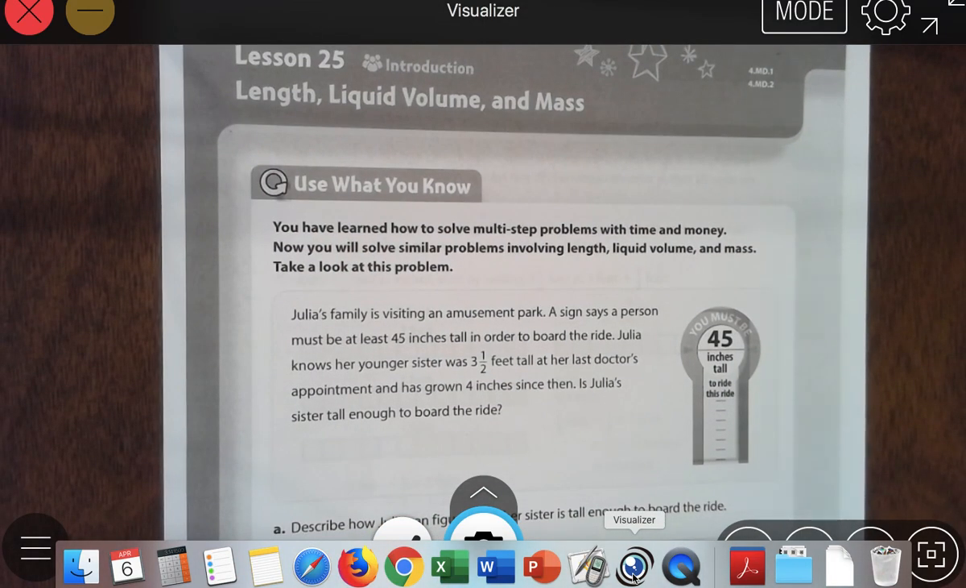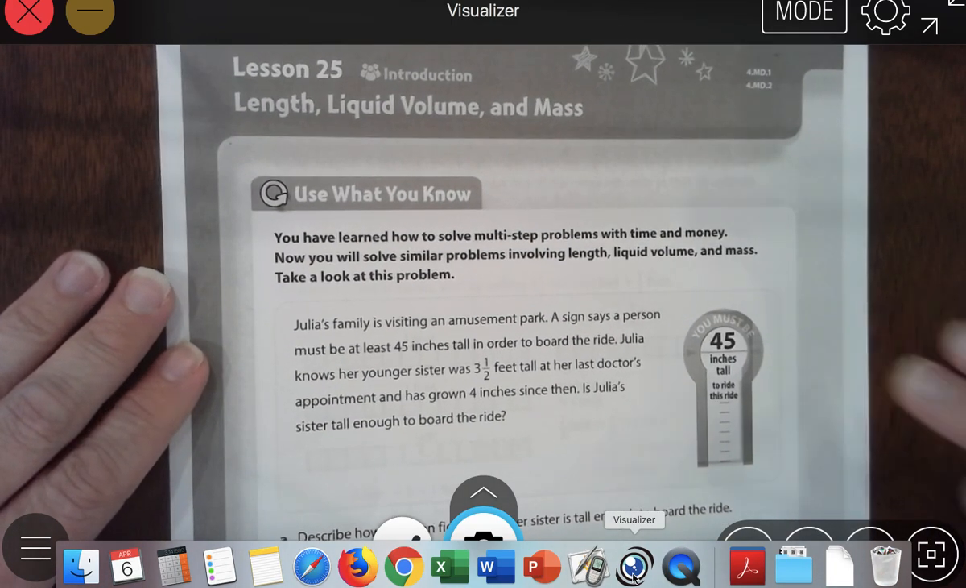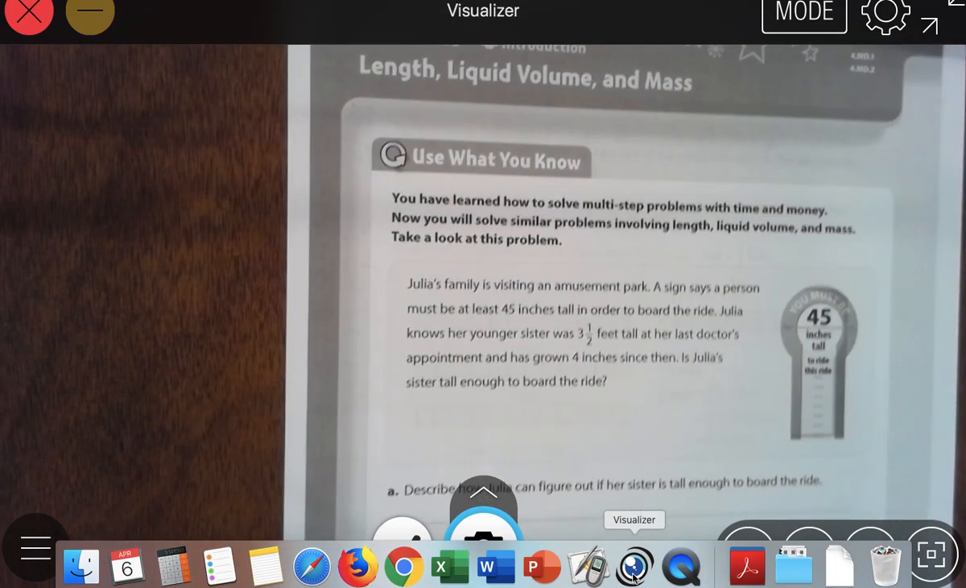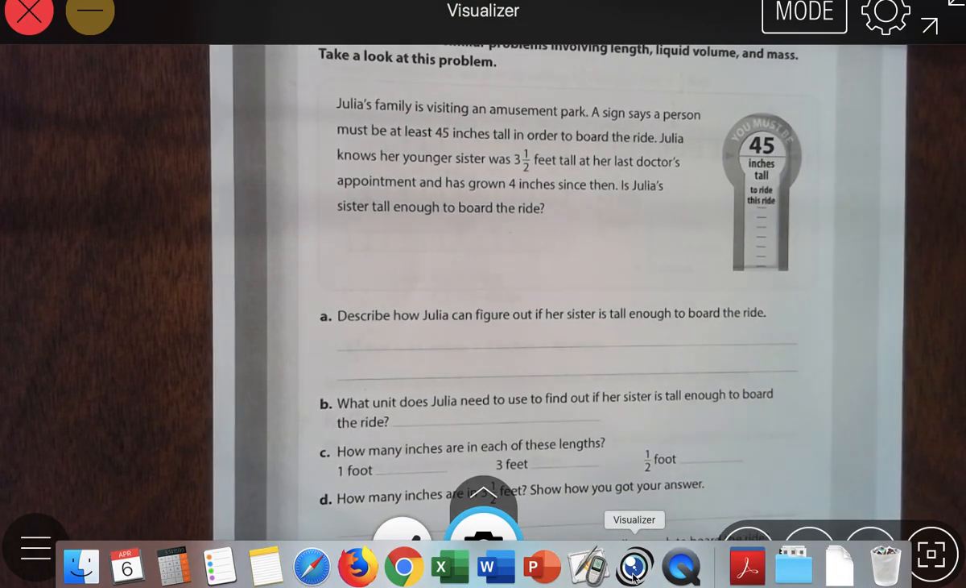So I'm going to do page 260 and 261 with you today. Lesson 25, Introduction, Length, Liquid Volume, and Mass. So we're going to start off with a word problem. It says, Julia's family is visiting an amusement park. A sign says a person must be at least 45 inches tall in order to board the ride. Julia knows her younger sister was 3.5 feet tall at her last doctor's appointment and has grown 4 inches since then. Is Julia's sister tall enough to board the ride?